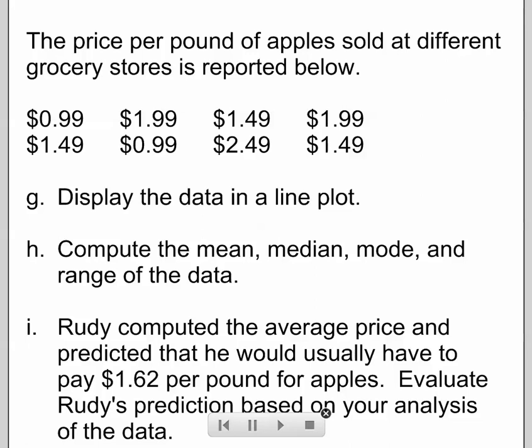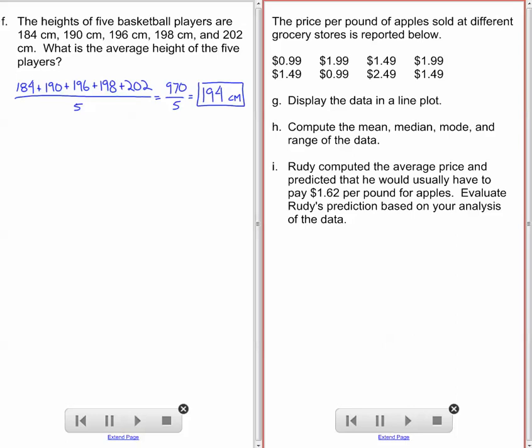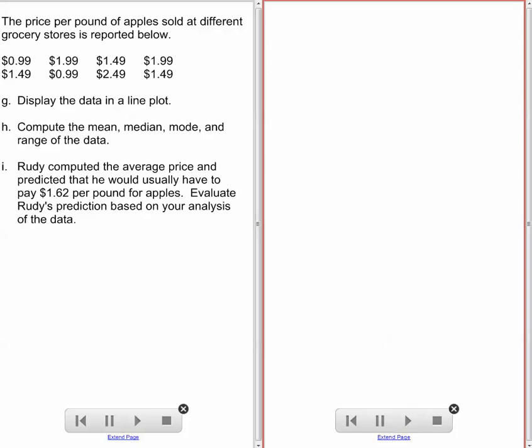The price per pound of apples sold at different grocery stores is reported below. So we have these eight grocery stores reporting this price per pound of apples. First, we're asked to do a few different things. The first one is display the data in a line plot. Let's go ahead and double screen this so we can see everything. Display the data in a line plot.